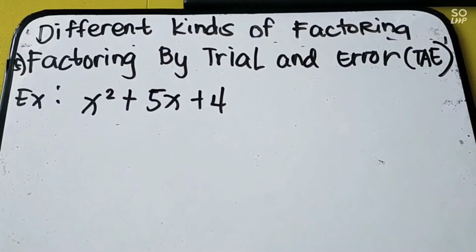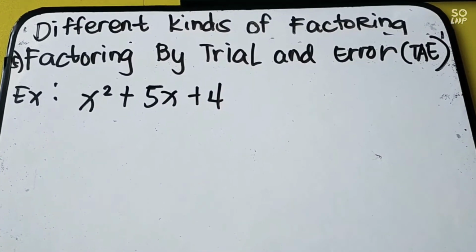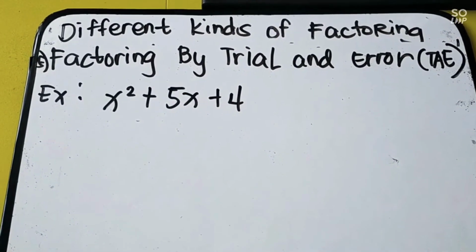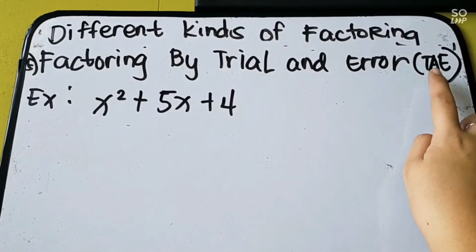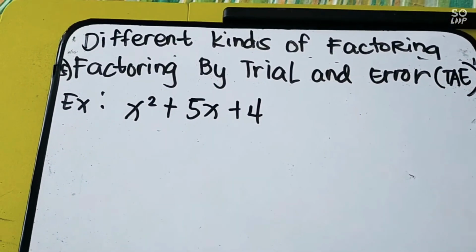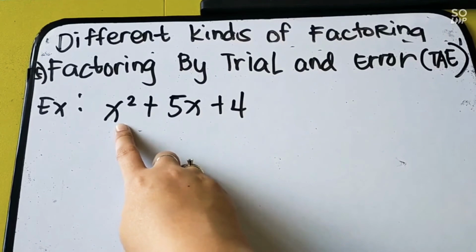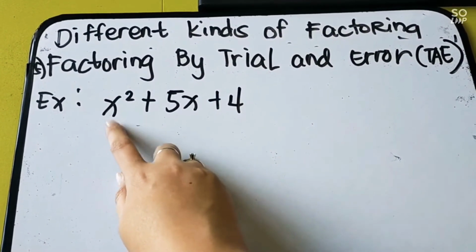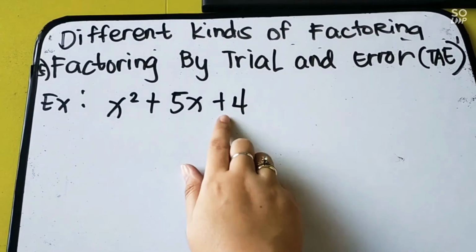Let's move with the fifth one. Factoring by trial and error. So, trial and error, or in short, TAE. T-A-E. So, we have here, as you can see, the given is x squared plus 5x plus 4.